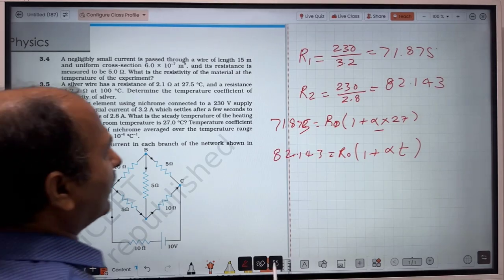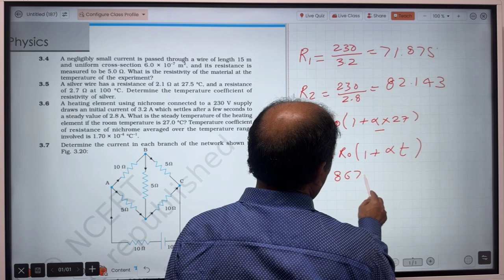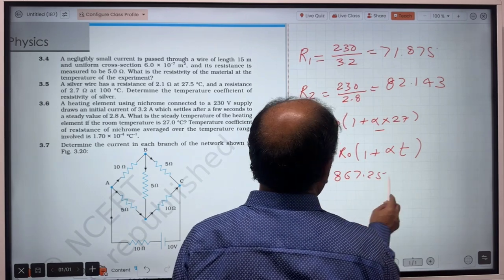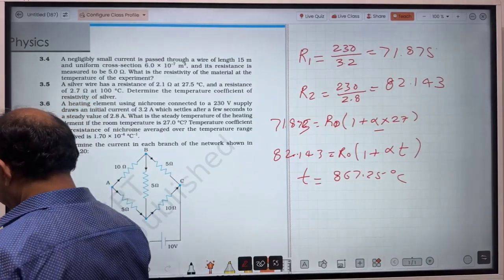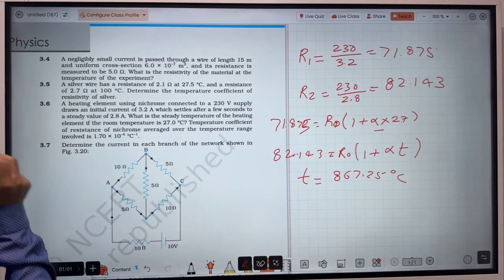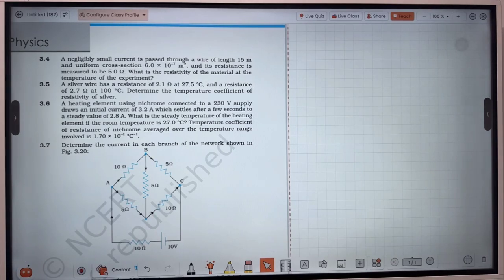And if you evaluate, t will come out to be 867.25 degrees centigrade almost. So calculation is simple. Now let's consider next question.